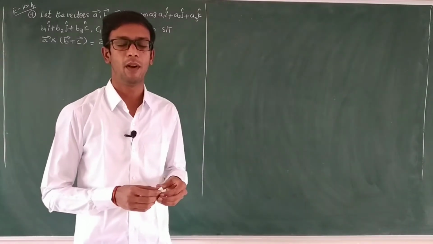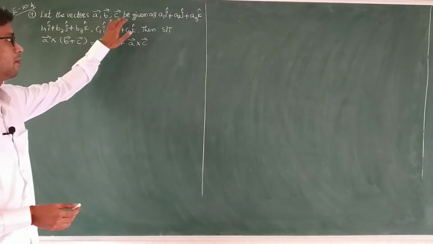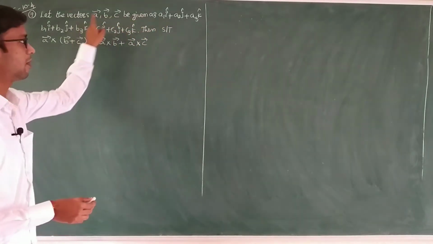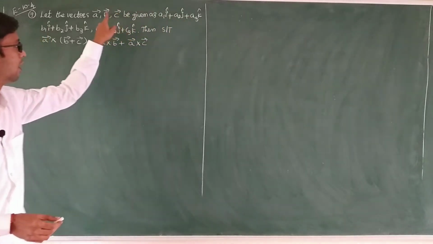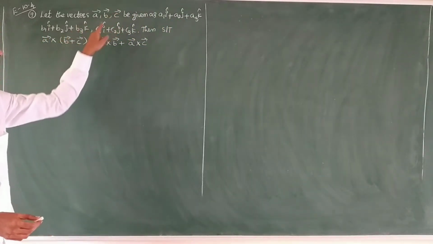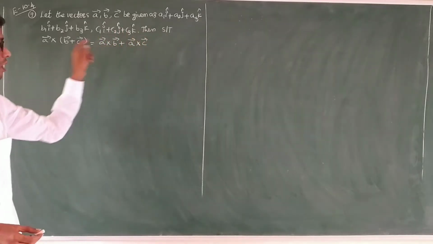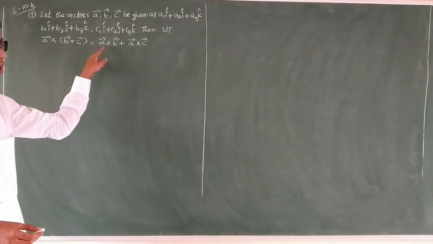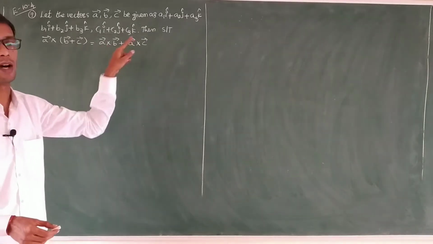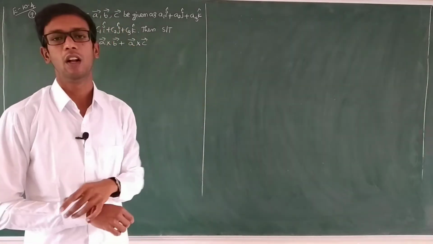Next, problem number 7. Let the vectors a bar, b bar, c bar be given as a bar vector is a1 i cap plus a2 j cap plus a3 k cap, b bar vector is this one, and c bar is c1 i cap plus c2 j cap plus c3 k cap. Then show that a bar cross of b bar plus c bar equals a bar cross b bar plus a bar cross c bar. This is the distributive property.